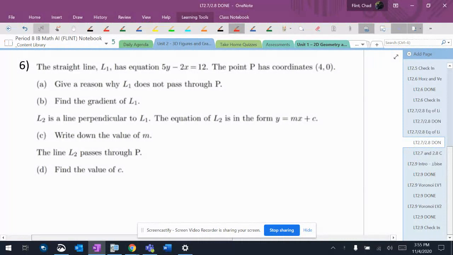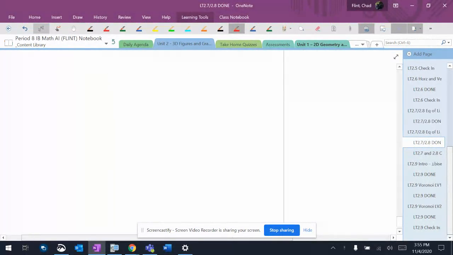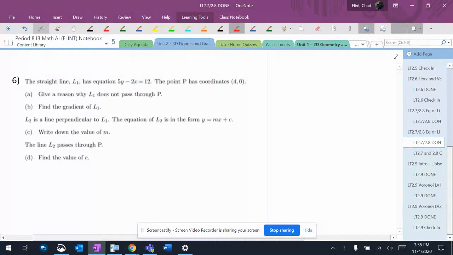So let's look at what we've got going on here. It gives us an equation. It gives us a point. Give a reason why L1 does not pass through point P. Again, they like to test this in different ways and see if you understand that if this point is on this line, it needs to make that equation true.